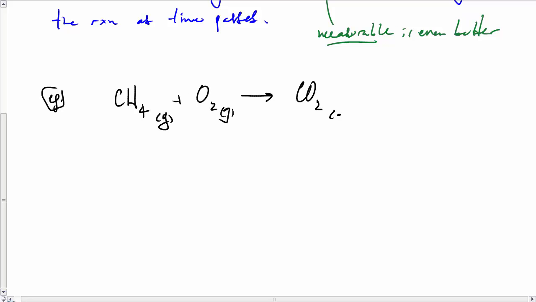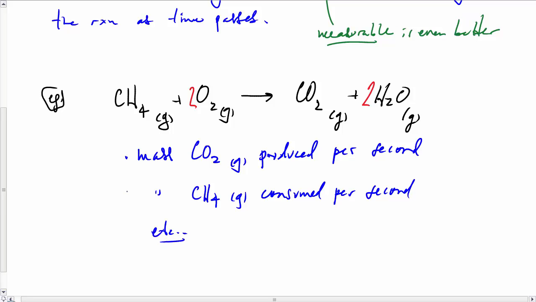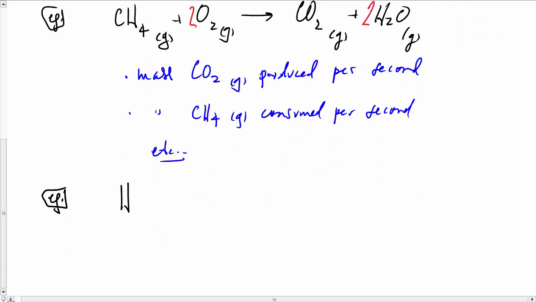For instance, let's look at this reaction here, the combustion of methane. Once we have it balanced, you could see that the mass of carbon dioxide would increase as time passes along, or perhaps the mass of methane would be consumed, and so on, and we can measure these things as time passes.